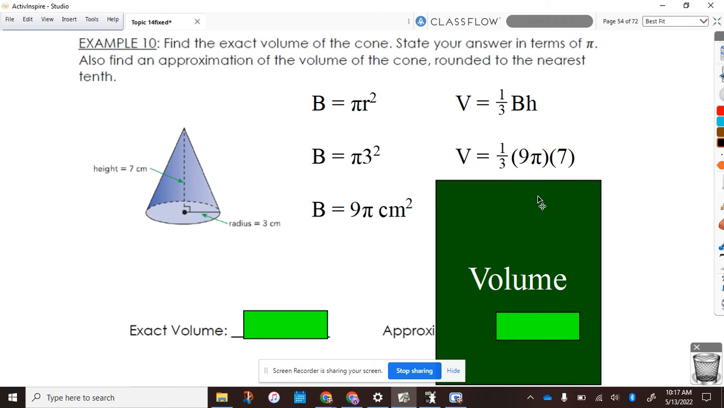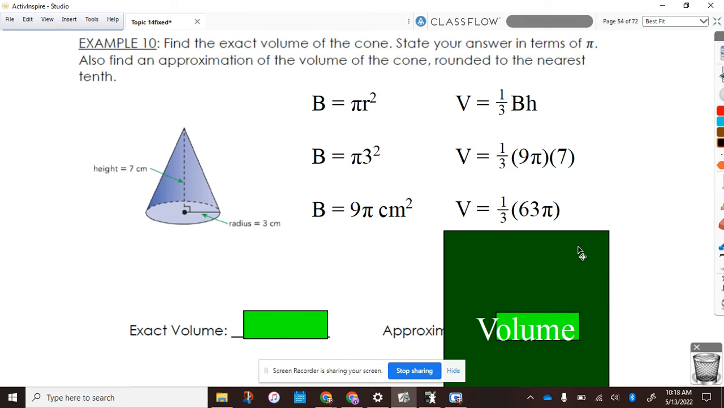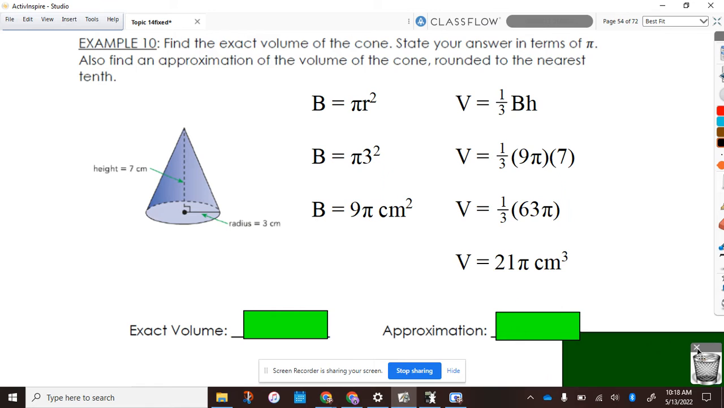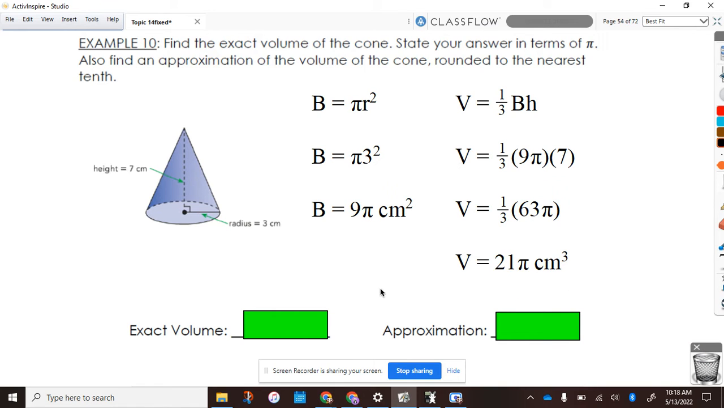So 1/3 times 9 pi. And then our height, given right over here, is 7. So 1/3 times 9 pi times 7. You can do it in little chunks and simplify one piece at a time. We end up with our volume of 21 pi cubic centimeters. That right there is our exact volume.